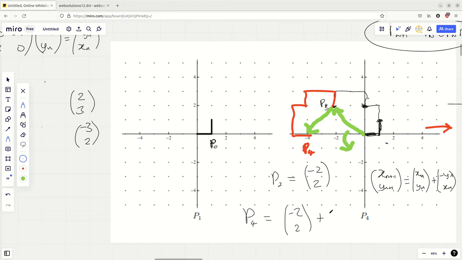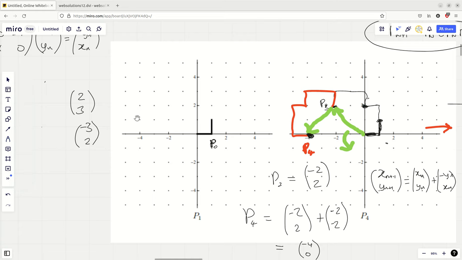And so what we're going to have here is the negative of this one, -2, and then the positive of this one, which is also -2. When you add them together, lo and behold, you get (-4, 0), which is exactly where we are here. Do you see what I mean? It works because we represent that first move as a vector, then represent this next move as a vector, and we get to P4. It's clever, it really is.